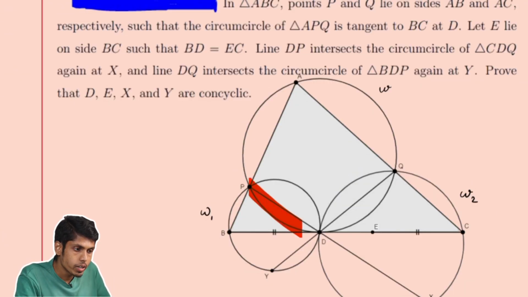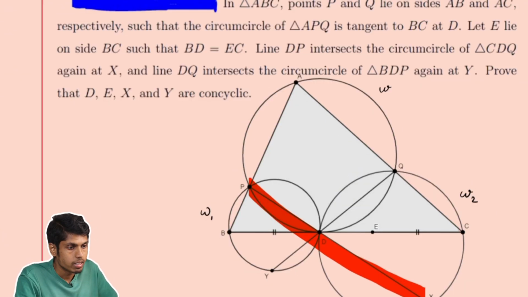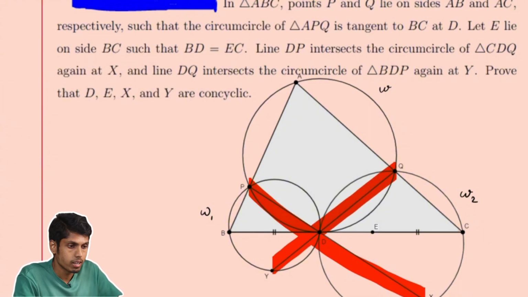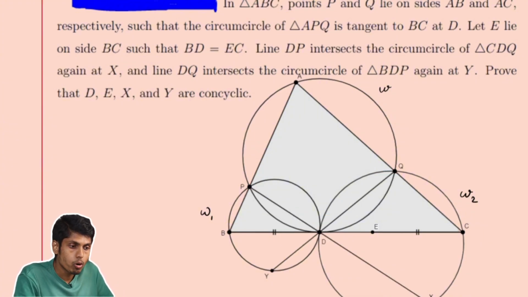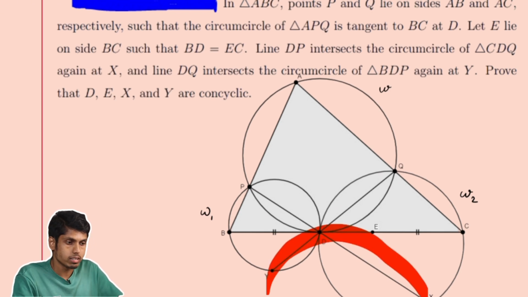Extend PD to intersect omega 2 at X. Extend QD to intersect omega 1 at Y. Then prove that points Y, D, E, X are concyclic. This is the question. So it is not quite direct. We have to chase some angles and we have to chase some parallelograms as well in the diagram. There are a lot of things going on parallel.